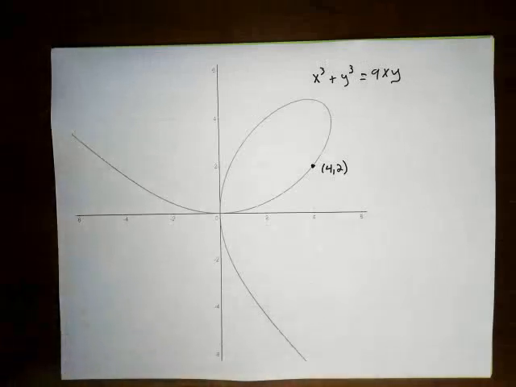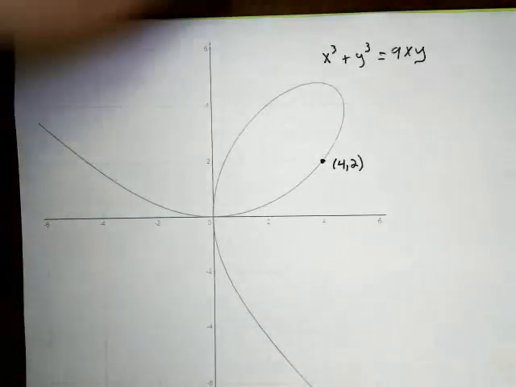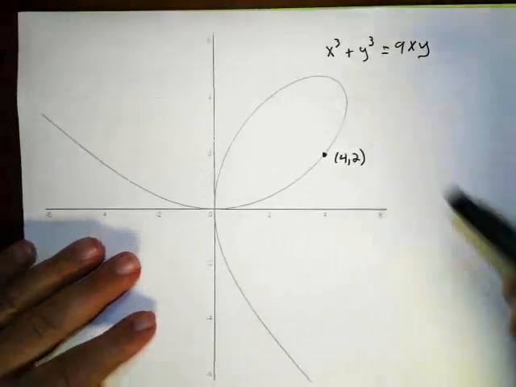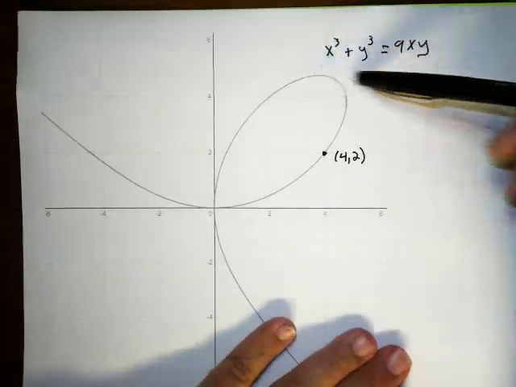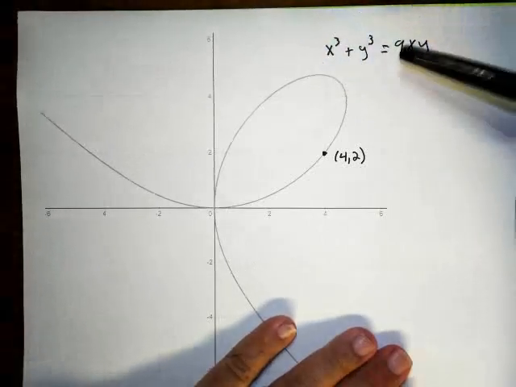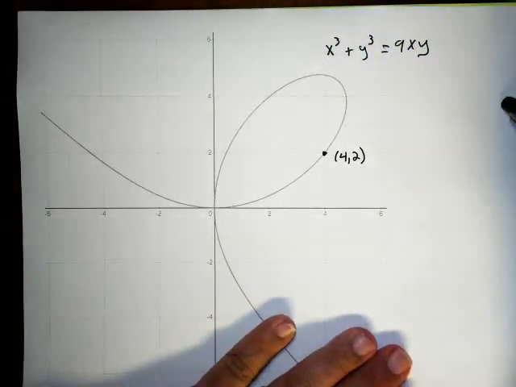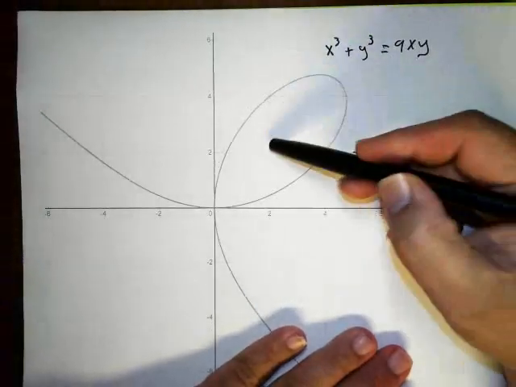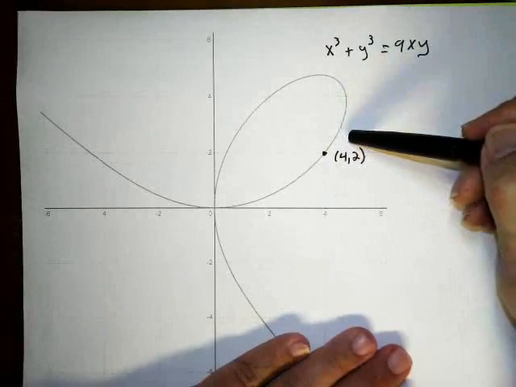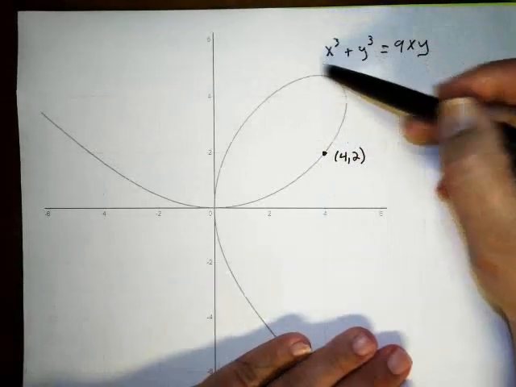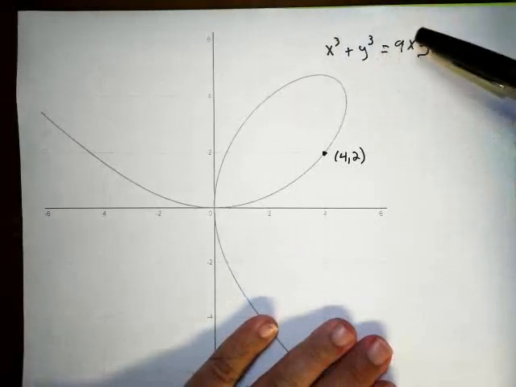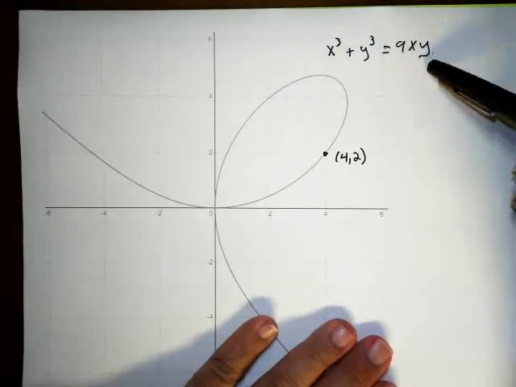We're now going to use implicit differentiation to find the slope of a tangent line on a curve where we cannot necessarily solve the equation of the curve for y as a function of x. Okay, the circle, we could do that. We had the top semicircle and the bottom semicircle, and so we could have used the old technique to find the derivative. But for this one, you have x cubed plus y cubed is equal to 9x times y.